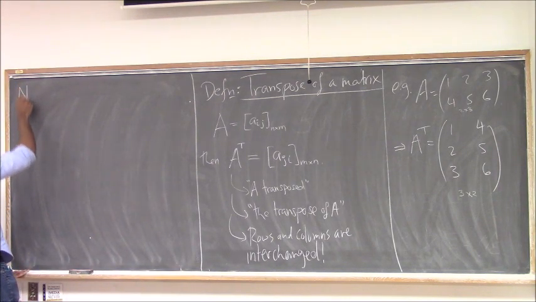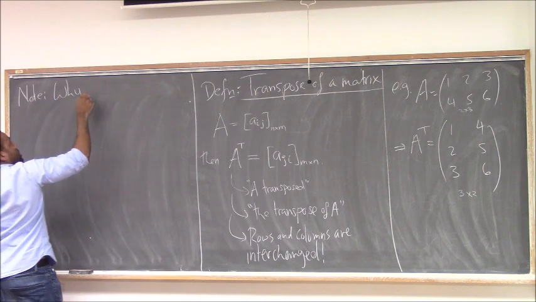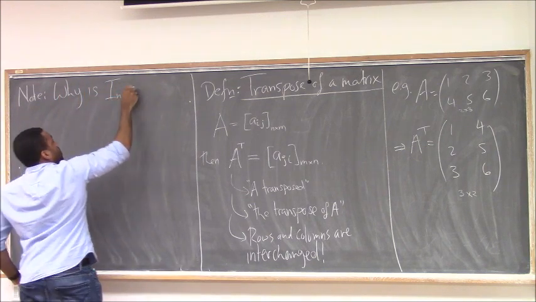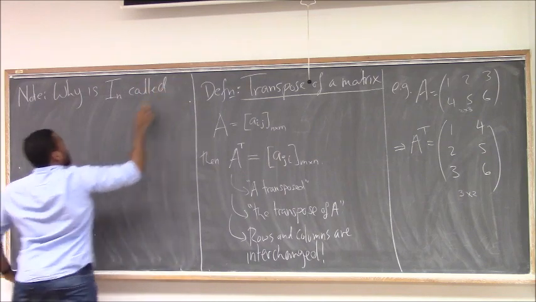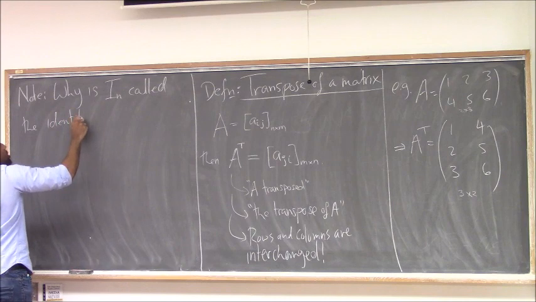Another thing, I said I would come back to this. Why is I_n called the identity matrix?